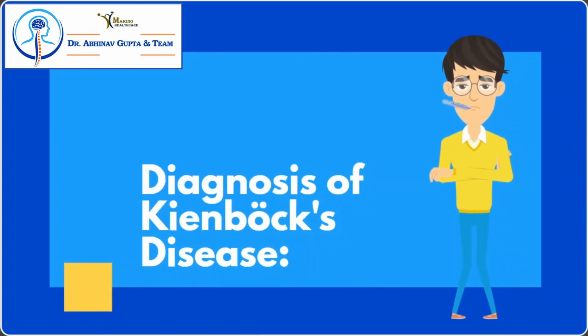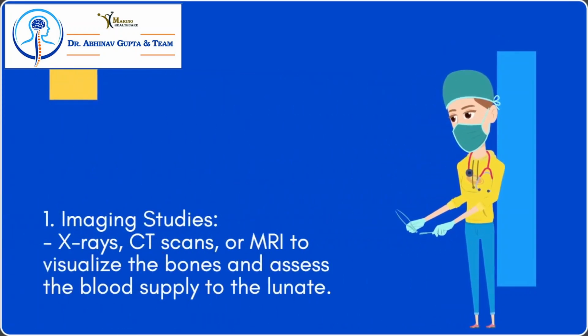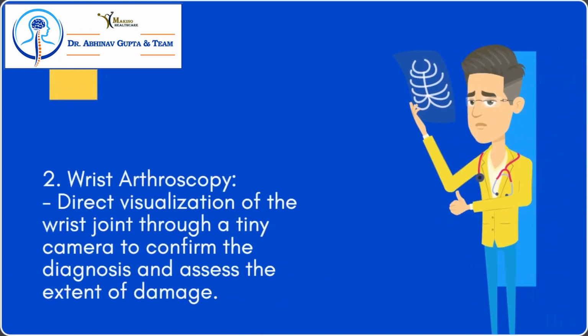Diagnosis of Kienböck's disease. 1. Imaging studies, X-rays, CT scans, or MRI to visualize the bones and assess the blood supply to the lunate. 2. Wrist arthroscopy, direct visualization of the wrist joint through a tiny camera to confirm the diagnosis and assess the extent of damage.